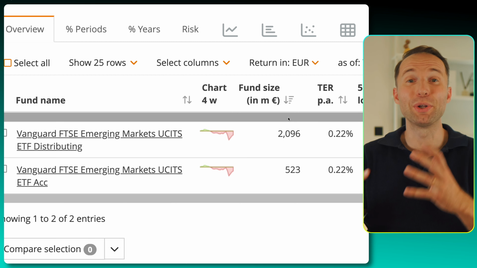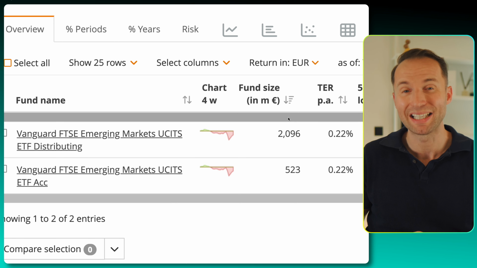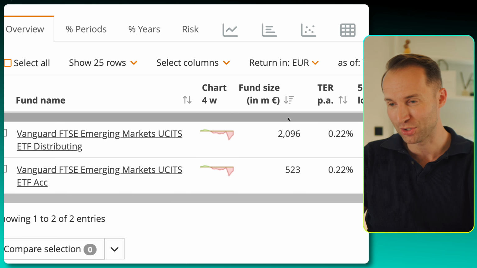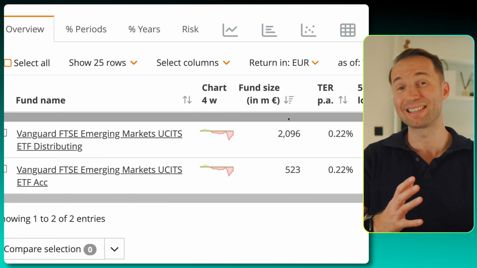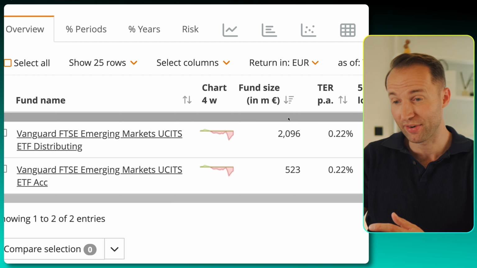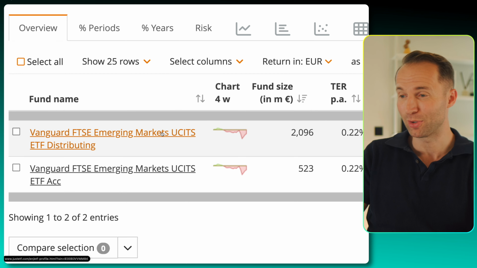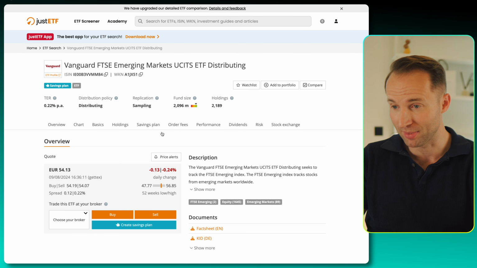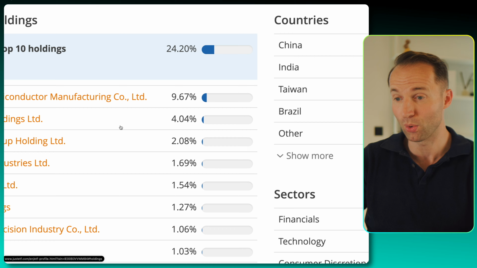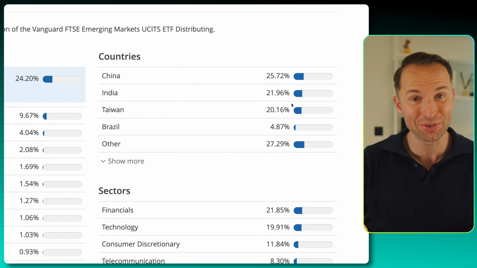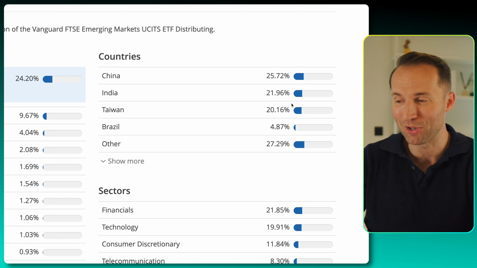But funnily enough, in the US, for example, you don't have accumulating ETFs. They're all distributing. So it's just something we non-US citizens have the choice. But yeah, in many ways, unless there's a tax advantage for one or the other, the total returns will be essentially the same. Right, with this, let's go into the ETF with a bigger fund size. In this case, once again, from Vanguard, FTSE Emerging Markets. And from here, I can quickly go into the holdings. And you see here quite a different number of countries represented, which are the so-called emerging countries.